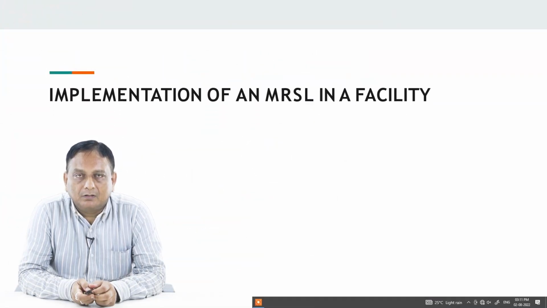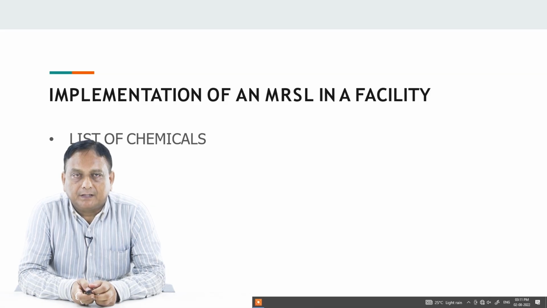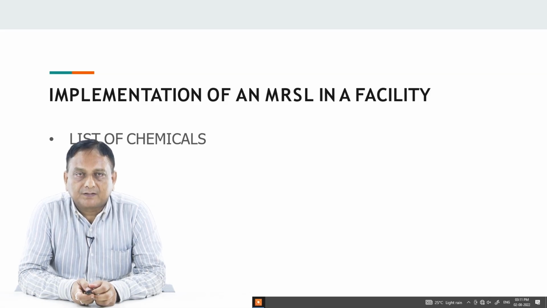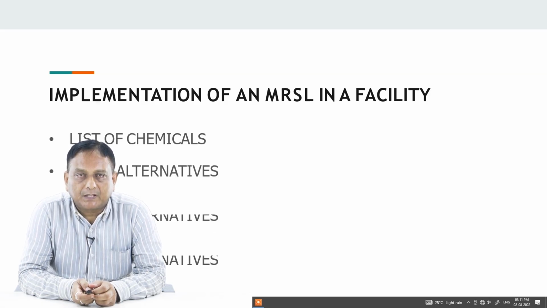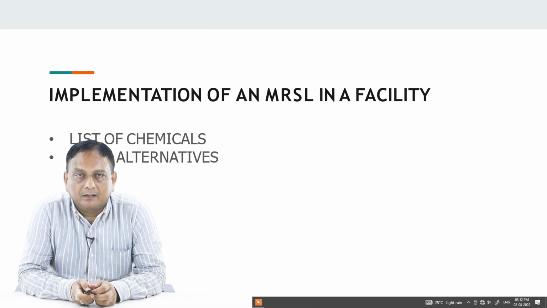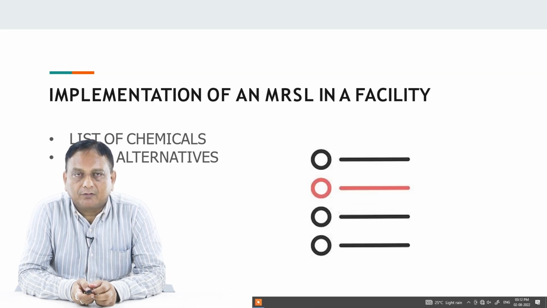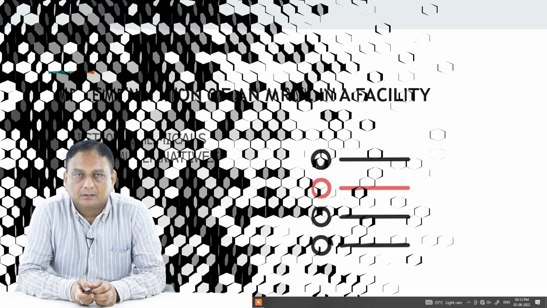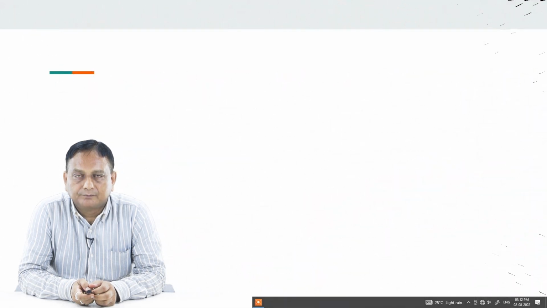Now, implementation of MRSL in a facility talks about the screening of the chemicals, that is the list of the chemicals, and if there is any concern about any chemical, we have to find an alternative solution. It talks about safer alternatives, and we have to find out which alternative will be useful.